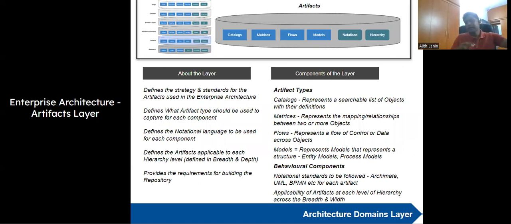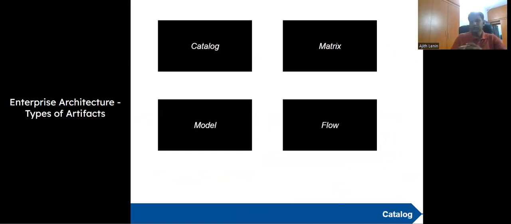So we defined what are in the architecture domain layer, we defined what are the different components we want to capture in each domain. And here in the artifacts layer, we will define what artifacts we are going to use to represent those components, right? So let's go to the next slide. This is the typical type of artifacts.